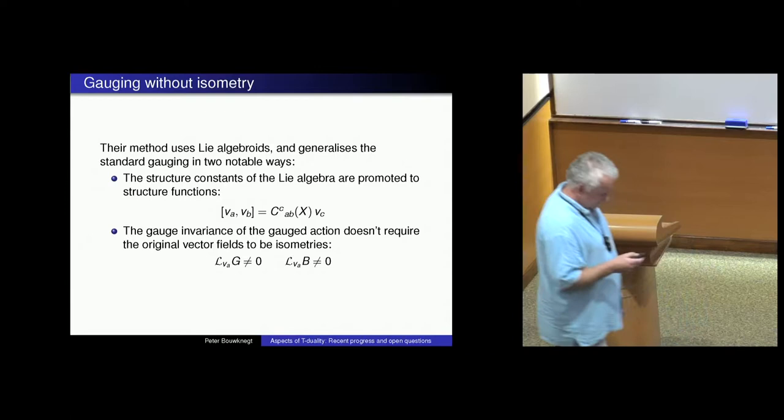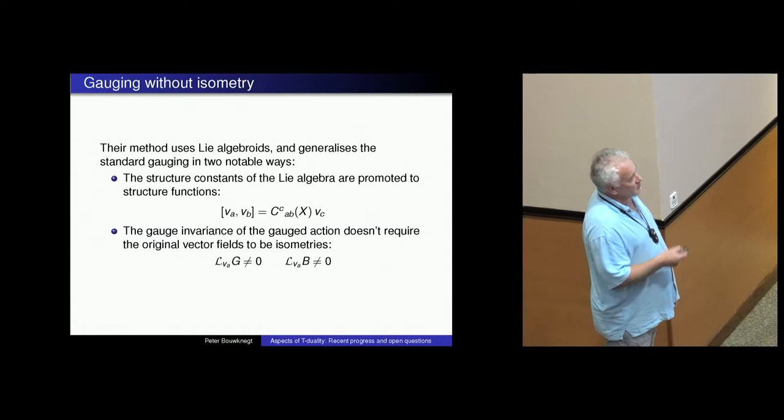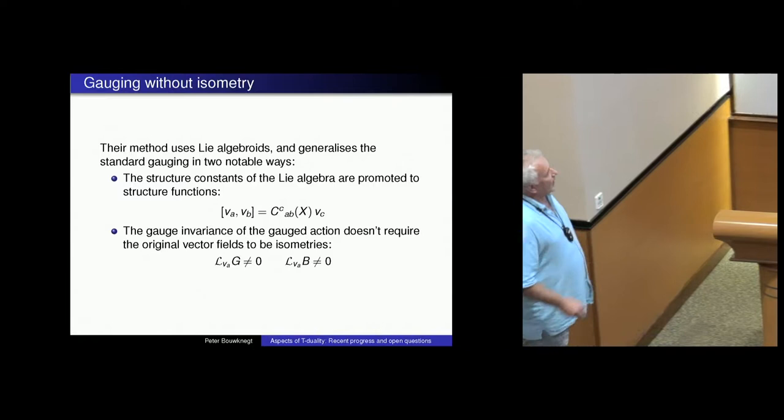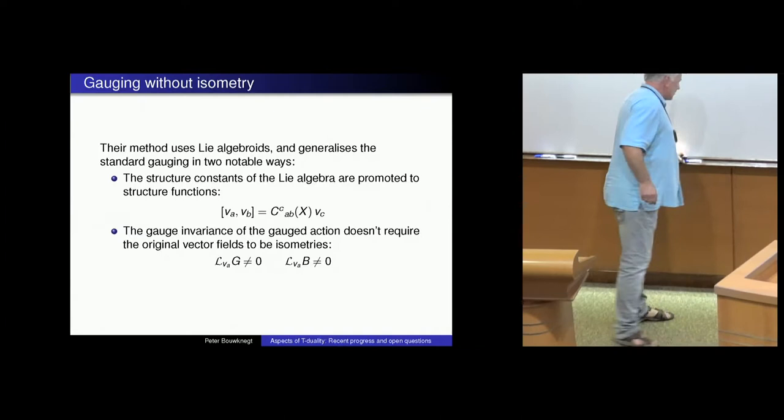So before I introduce Lie algebroids, let me just tell you what happens. In that case, I take a set of vector fields which in general don't form a Lie algebra but close with a set of structure functions, so non-constant C's. And in that case, I can actually do a gauging where I don't necessarily have to have the right-hand sides to be zeros here. I don't know how many people know about Lie algebroids, so here is a one-minute introduction.